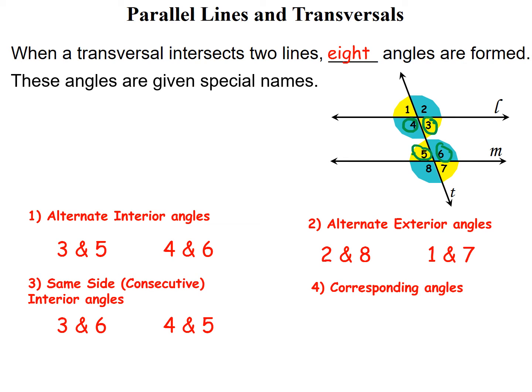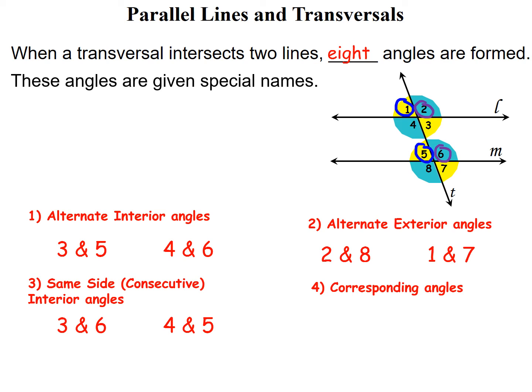And then last but not least, the corresponding angles. Corresponding angles are in the same location or similar spots within a group of angles. So let me show you an example before I get too confusing on you. So corresponding angles would be like 1 and 5. See how they're both on the left side of the transversal, and then they're above line L and line M. So that would be an example of corresponding angles. Another example of corresponding angles would be 2 and 6.